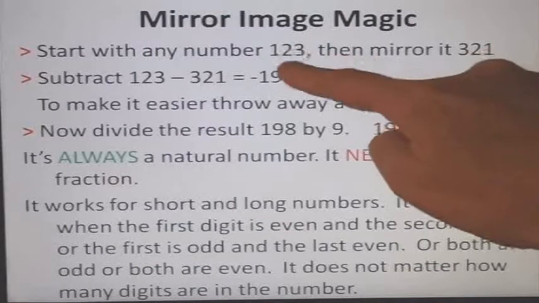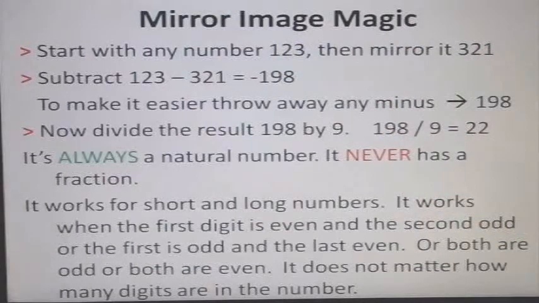And no matter what number you use up here, it's always going to be a natural number. It's always going to be 0, 1, 2, 3, 4, 5, 6, 7, 8, 9, 10. It's never going to have a fractional part to it. It's never going to have a decimal place. It works for short numbers. It works for long numbers. It's going to work whether the digits are even or odd. It's not going to matter if they're all even, all odd, one's even, one's odd. It doesn't matter. And it's not going to matter how many digits there are. You can have from 1 digit up to, I don't know, 1 million digits. And it's always going to work for you.